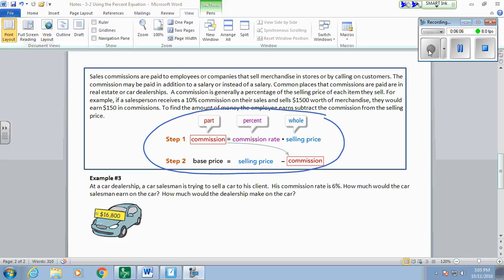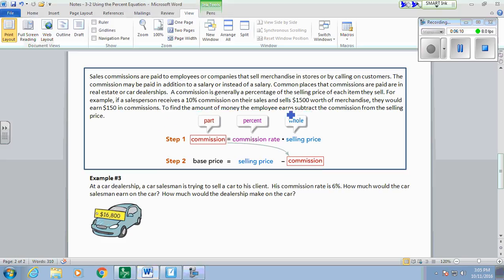So now we're going to be talking about something called commission. It states here that sales commissions are paid to employees or companies that sell merchandise in stores or by calling on customers. So when you have Avon calling, that's somebody that's going to be getting paid by commission. The commission may be paid in addition to a salary or instead of a salary.